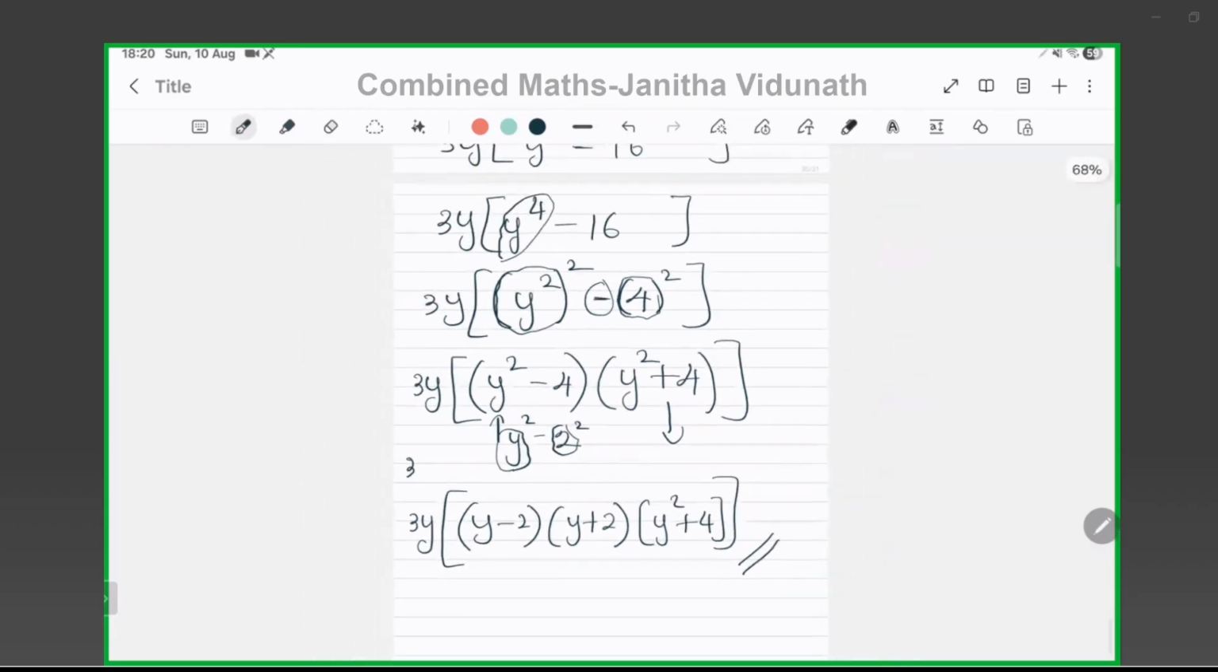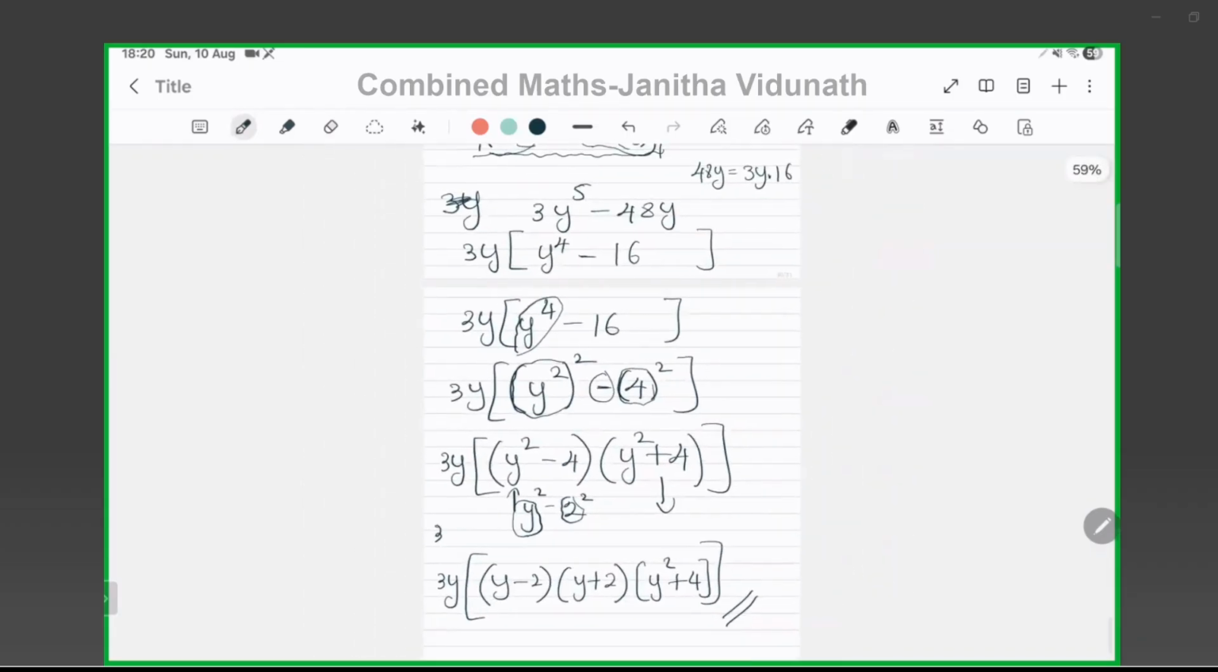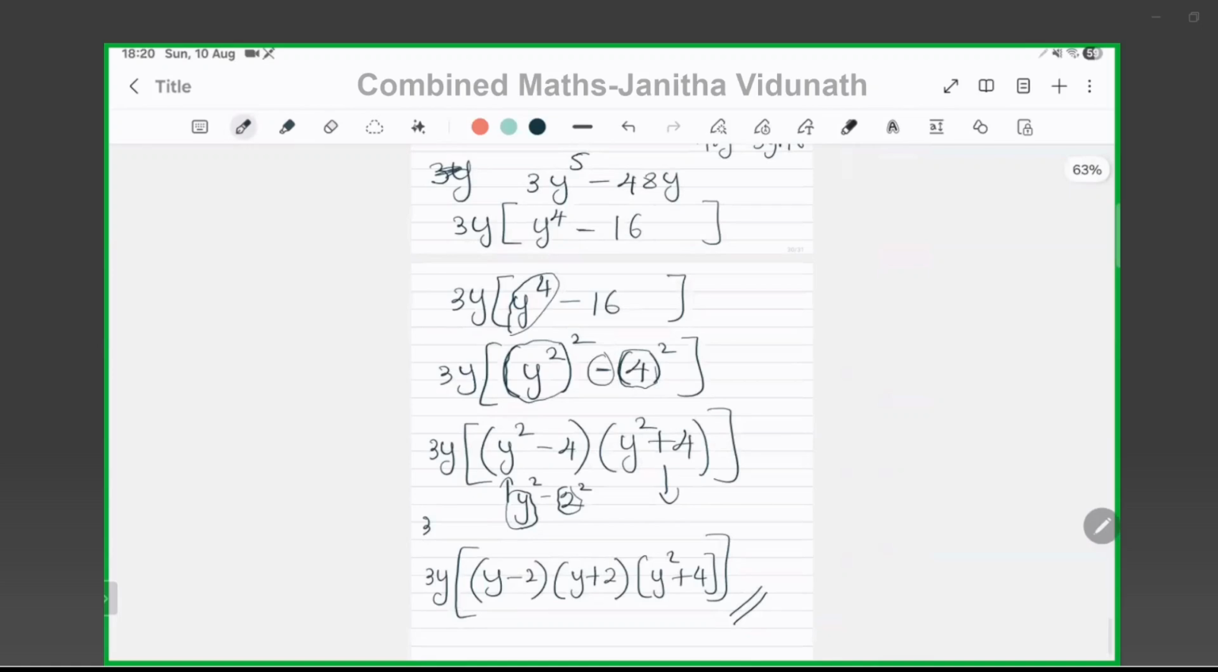I will give 1 minute to write down the answer for this also. Without doing anything, first we need to check whether there are common factors for all the terms. Then we need to find whether it is a quadratic trinomial, or whether we can use difference of squares or any other method.